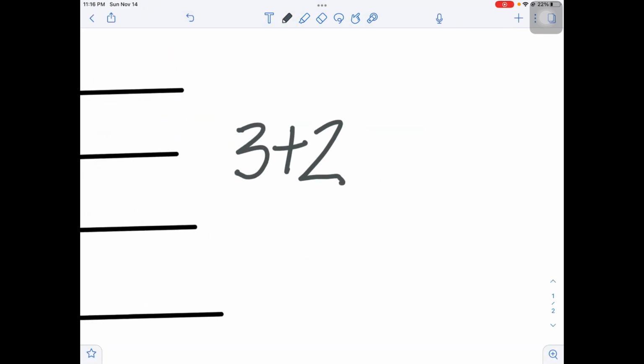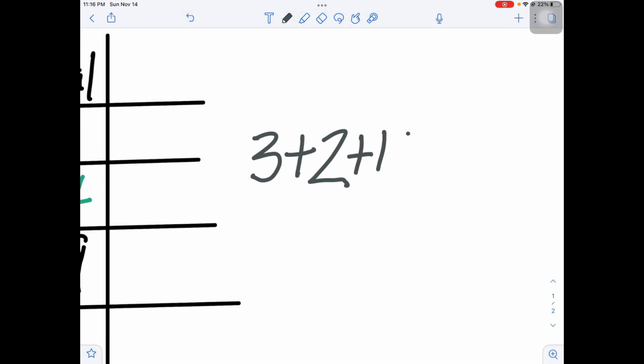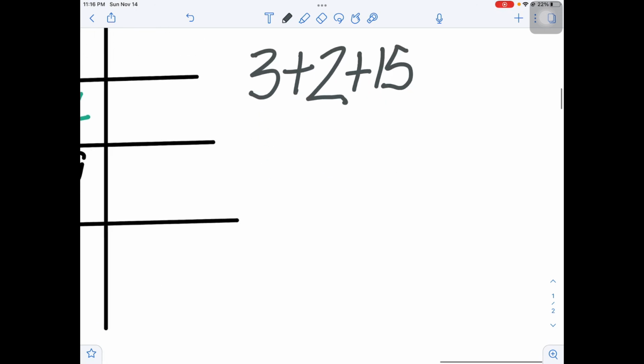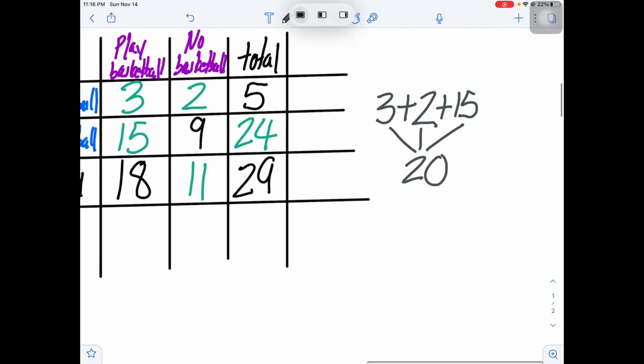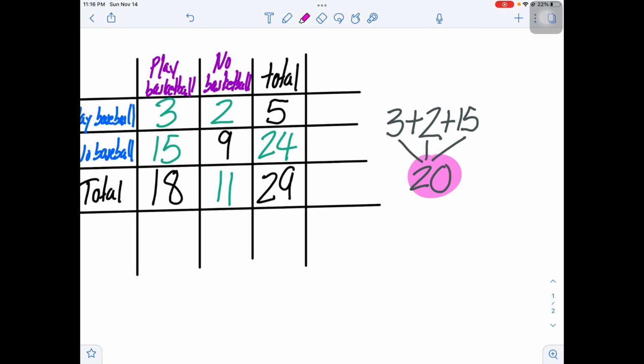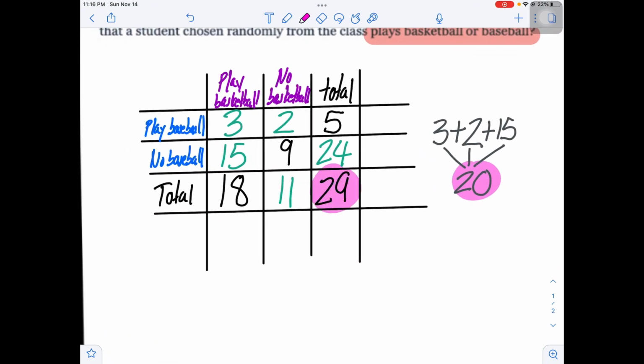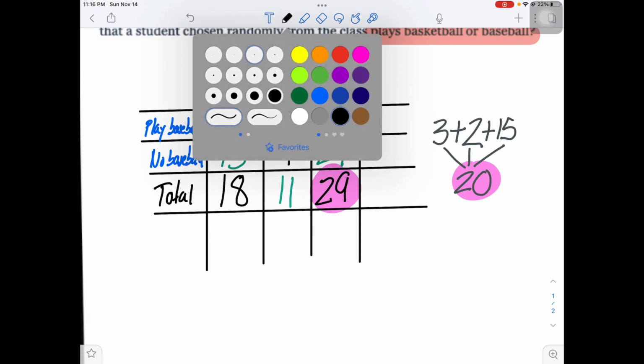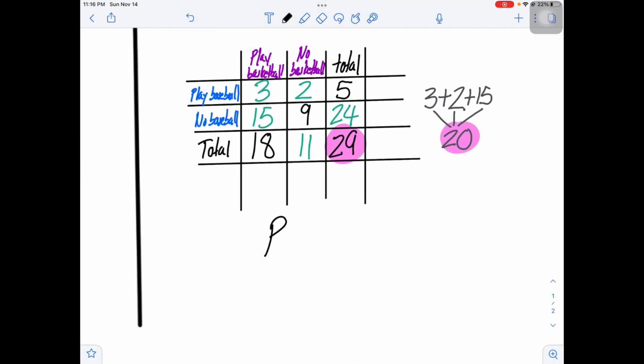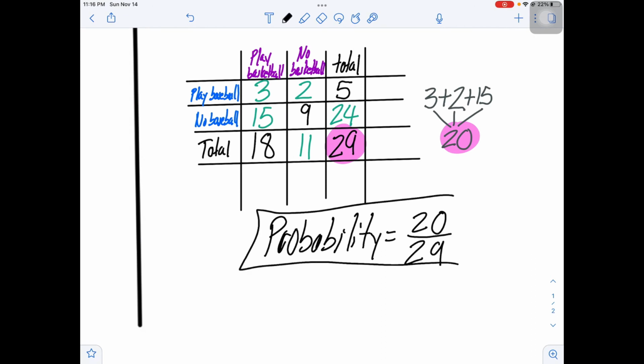So I'm going to go 3 plus 2 plus 15. And that gives me a total of, 3 and 2 is 5, plus 15 is 20. So 20 out of how many total? 29. So our probability is 20 out of 29.